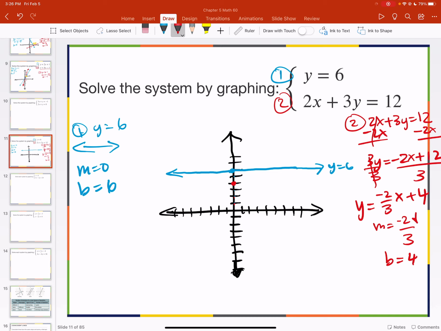And then I can go down 2 and to the right 3. Or I could do it this way, which would be up 2 and to the left 3. Now, because you see how the blue line is above this dot, it makes sense to use this version of it. So I'm going to go up 2 and then over 1, 2, 3, right? And that's the dot. So it's going to be up 2, over 3, in the left direction.